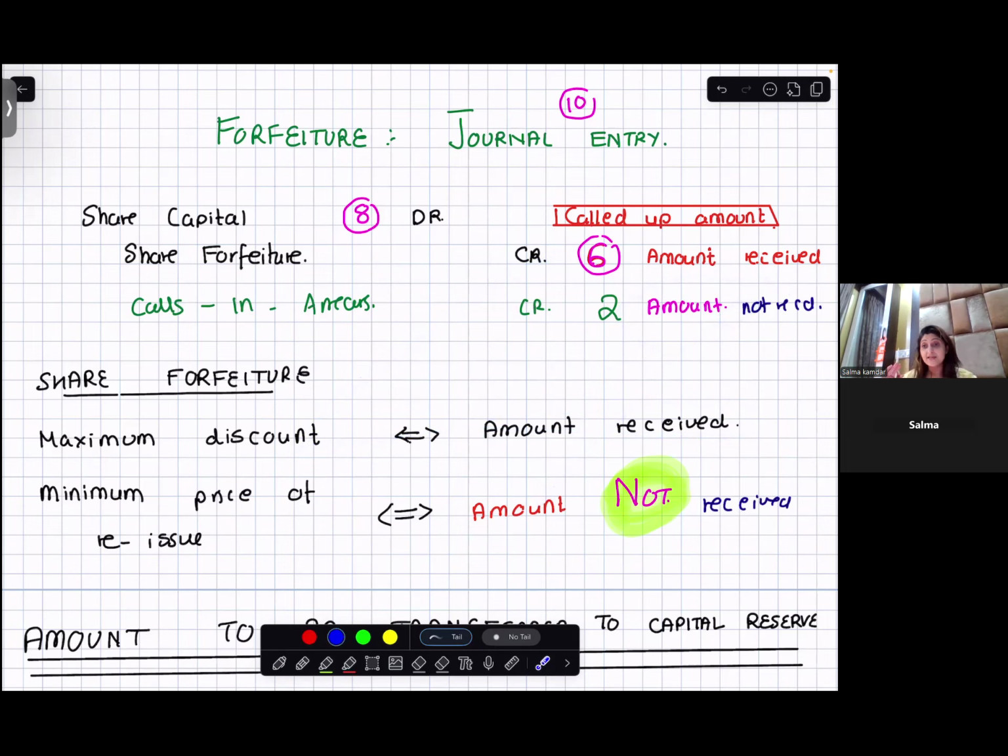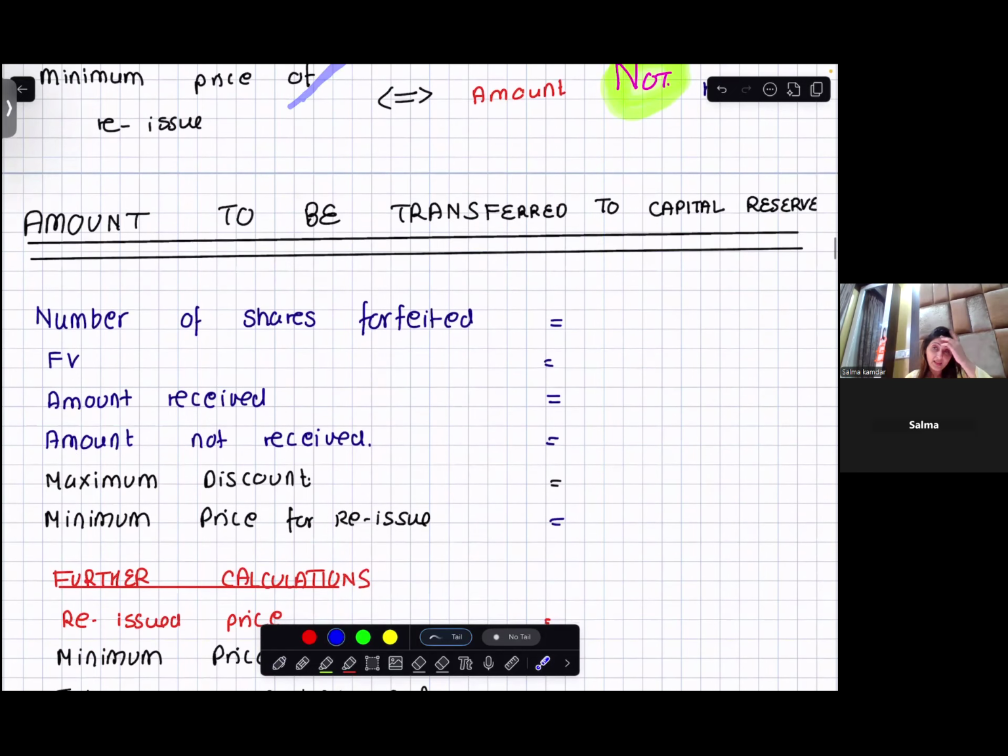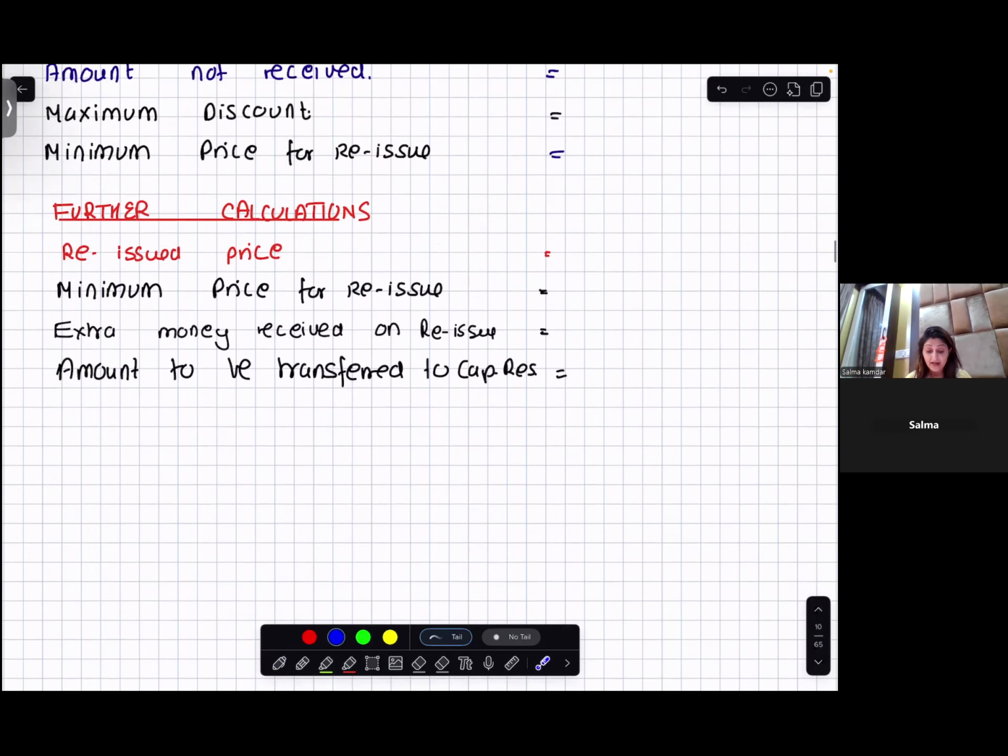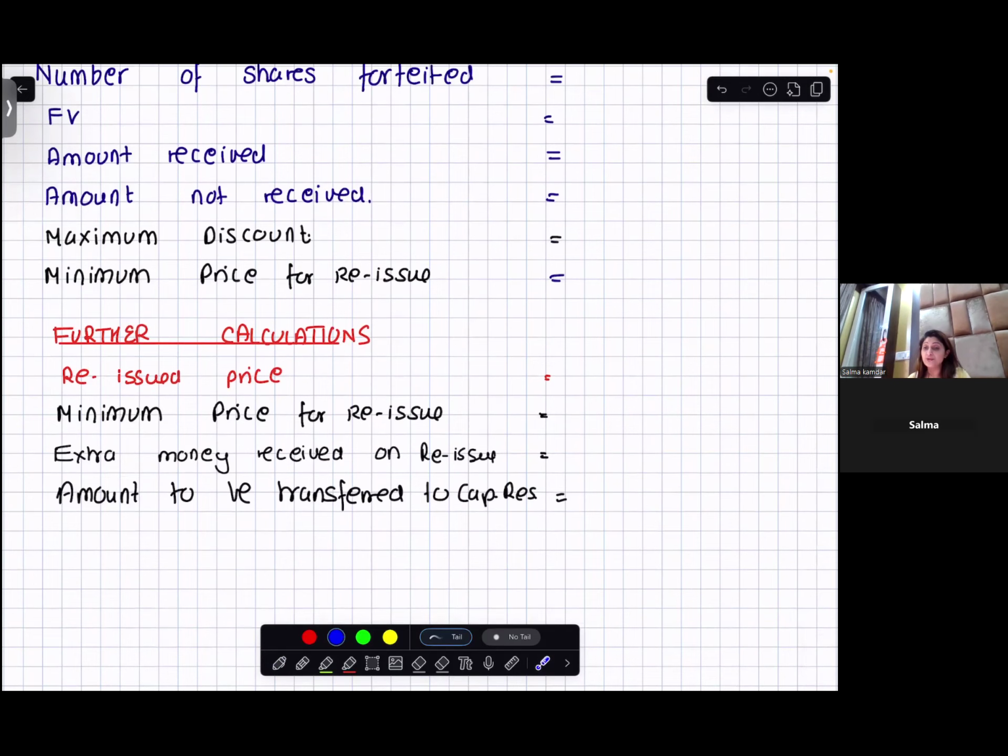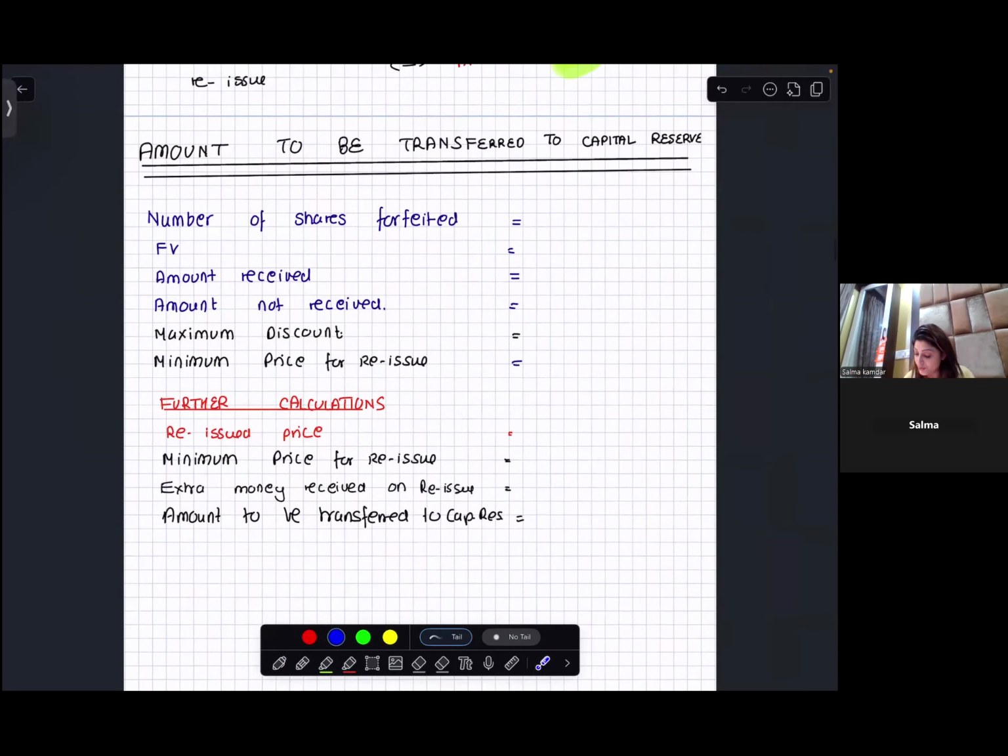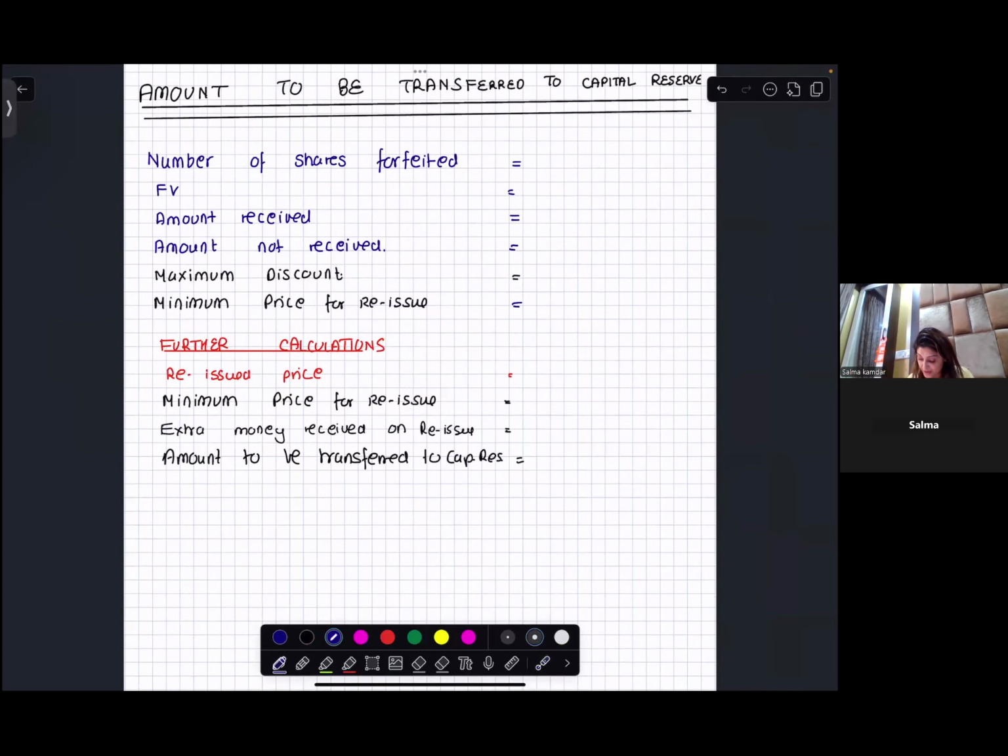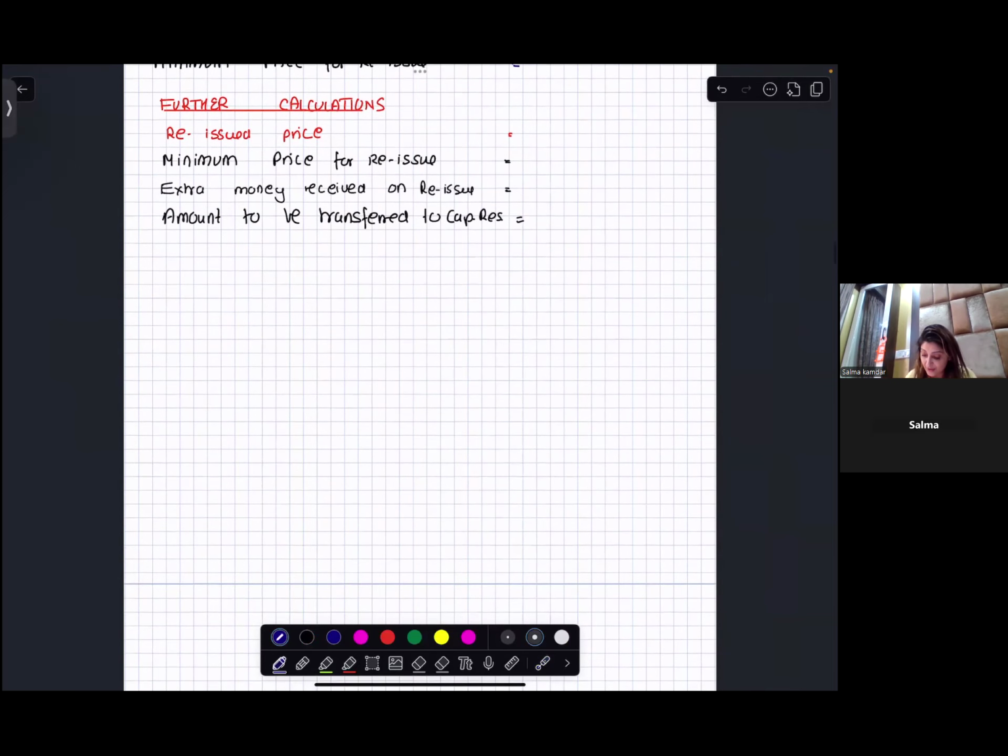Okay, so this is the connection. Maximum discount on reissue would always be the amount received. Minimum price of the reissue would be the amount not received. Now, another concept is the amount to be transferred to capital reserve. Before I go to the format that you need to learn to decide the amount to be transferred to capital reserve, let's understand a few things.